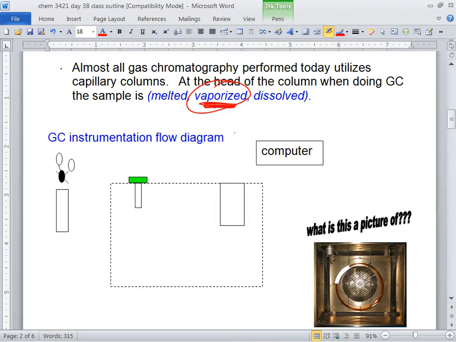Here's a flow diagram of a GC instrument. Well, we're supposed to have a mobile phase. Where is this mobile phase going to be supplied? Do you recognize it? I'm not a very good artist.